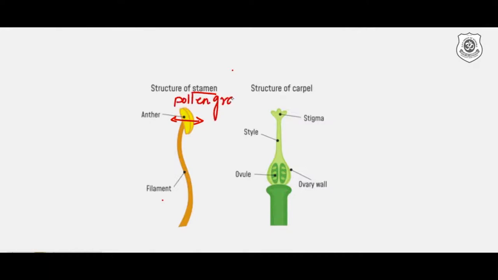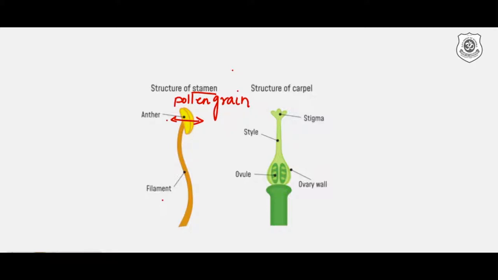So a stamen produces pollen grains. If you ask me what is a pollen grain, are they the male gametes? The answer is no. Pollen grains are microspores. So I'm just describing the structure of a stamen. It's made up of filament and anther. Anther, if you dehisce it like this and look at the tiny structures inside, they are pollen grains, the microspores. The microspores in turn will produce the male gamete.